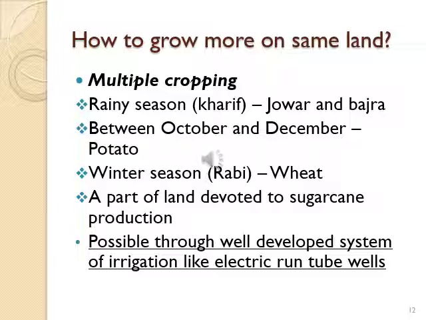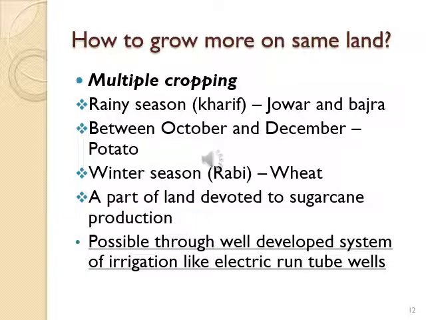So we divide the year into various seasons like Kharif season and Rabi season. During the Kharif season, that is basically the rain season, they grow jowar and bajra. The rains start from July and go on till September.